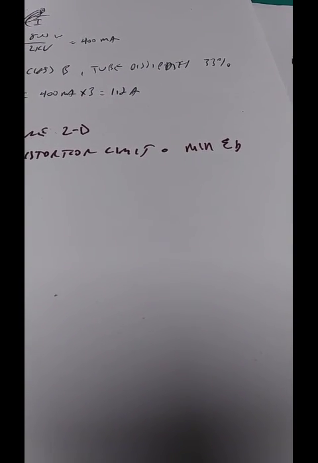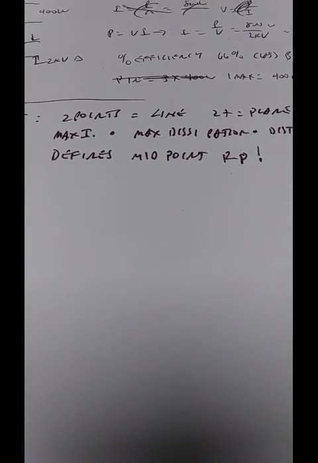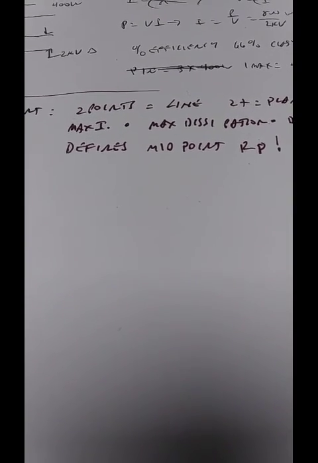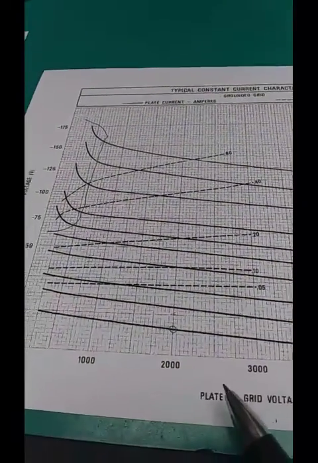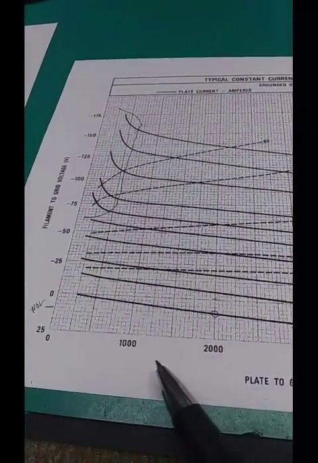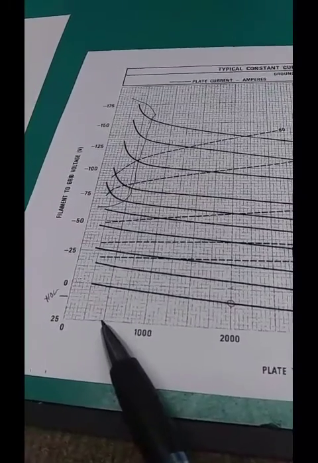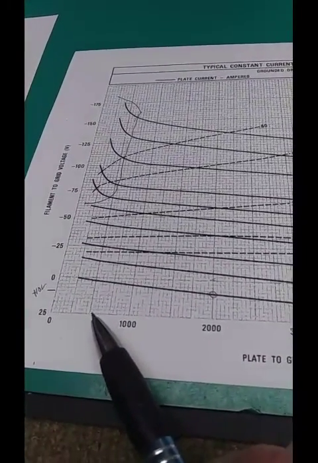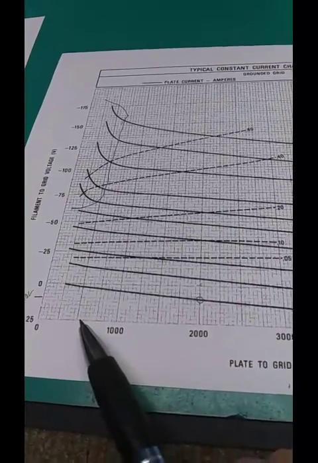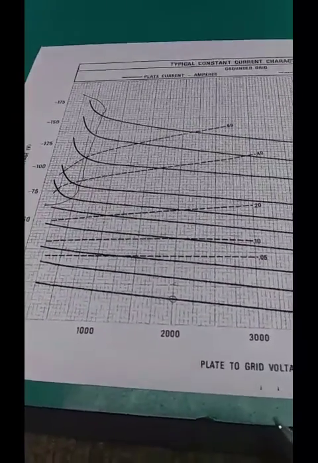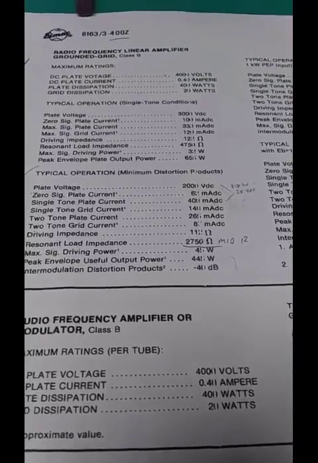It defines the minimum plate voltage, which then does what I don't want. It defines the midpoint R sub P, or plate resistance. The midpoint resistance is somewhere between the maximum plate voltage and the minimum over here, somewhere around 500 volts maybe. Because if we follow that 500 volt line up, it goes into that distortion region. So maybe 500 to 600. Why don't I want that?